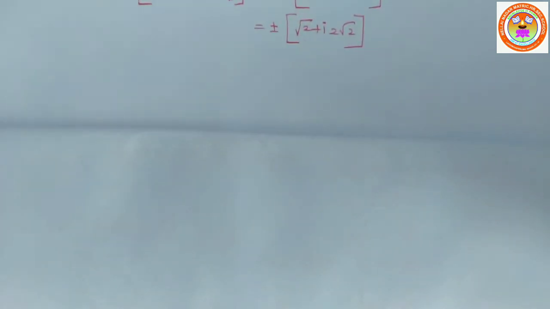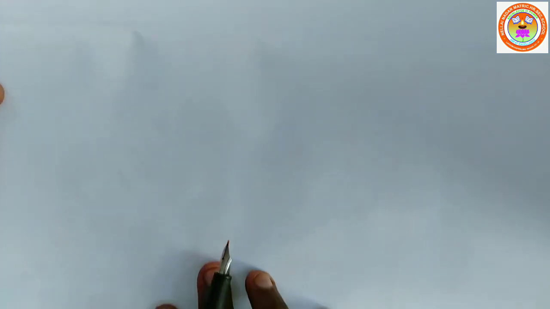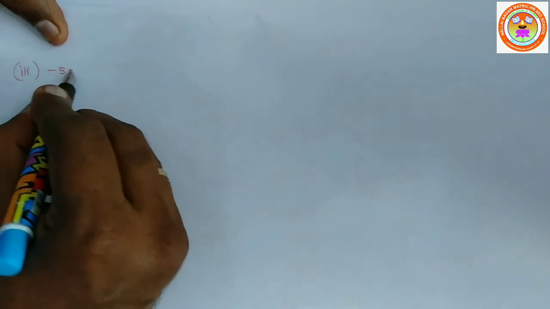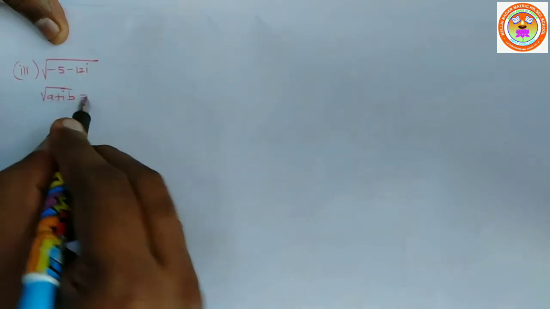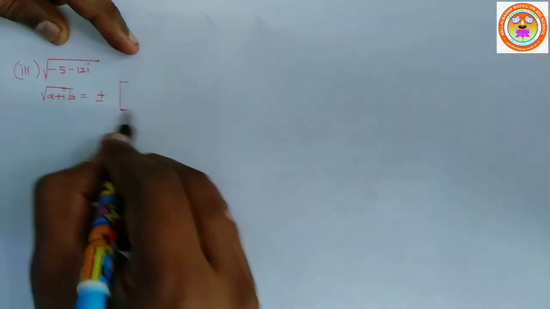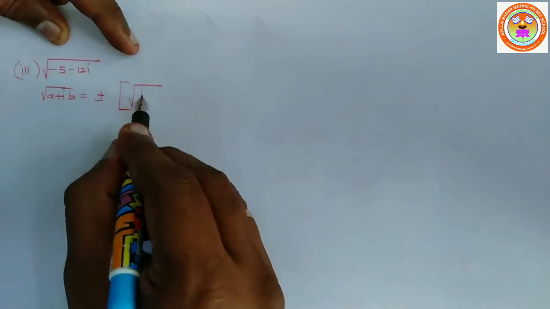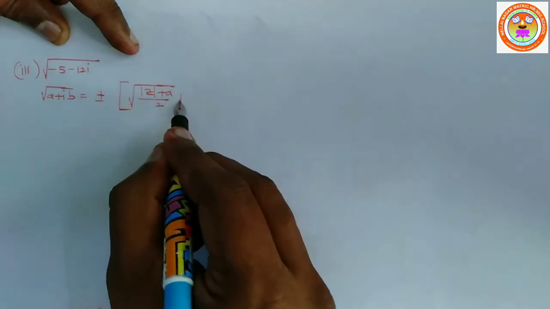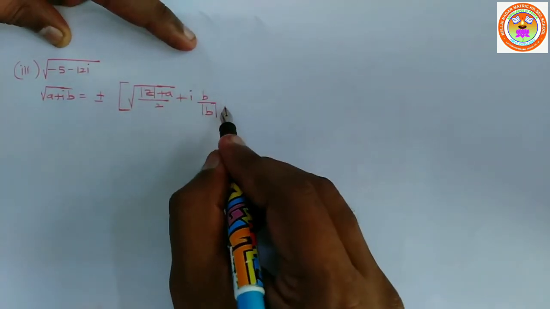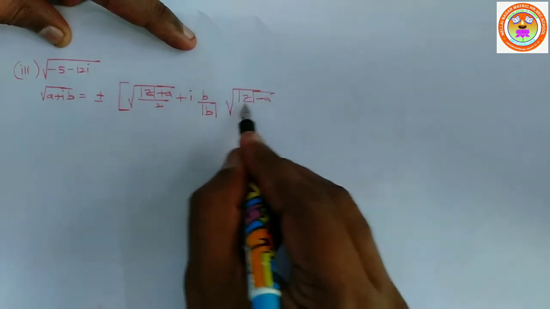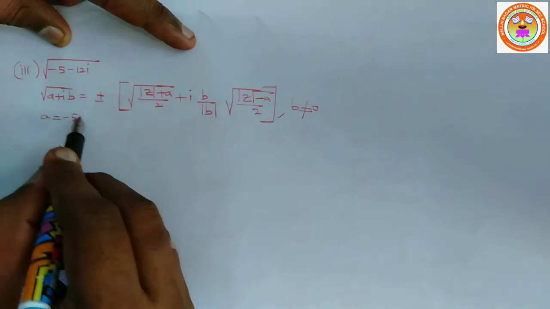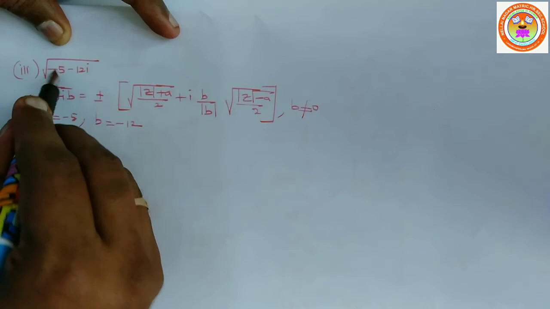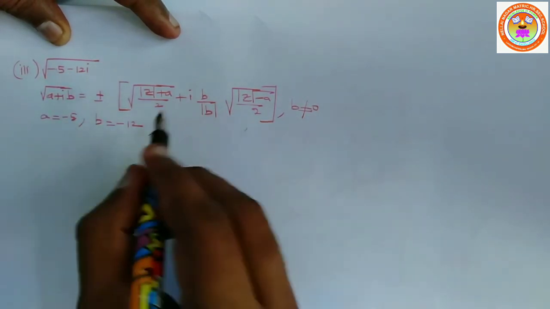Next I am going to write the final third subdivision. Third subdivision is square root of minus 5 minus 12i. First write the formula. Square root of a plus ib is equal to plus or minus square root of modulus of z plus a by 2 plus i b divided by modulus of b, square root of modulus of z minus a by 2, where b is not equal to 0. a is minus 5, b is minus 12. Next I need to find modulus of b.